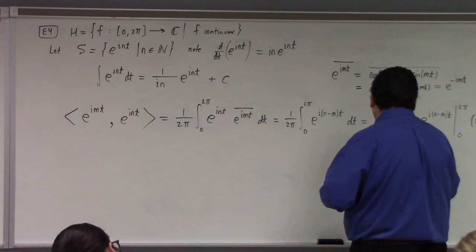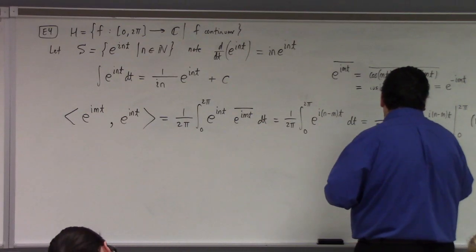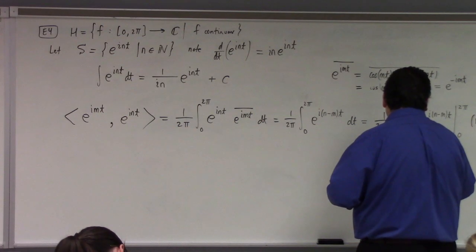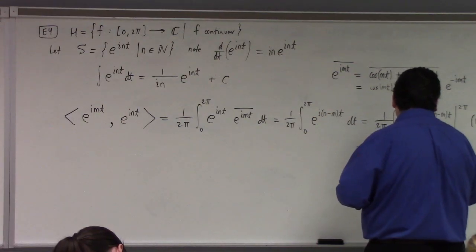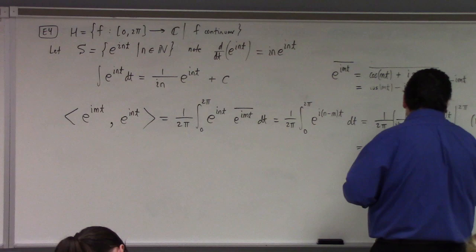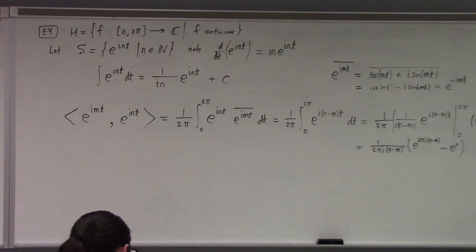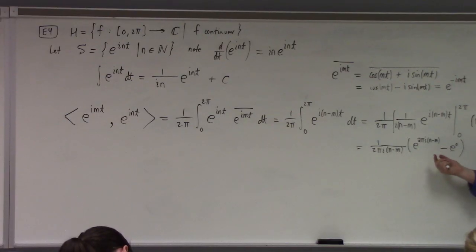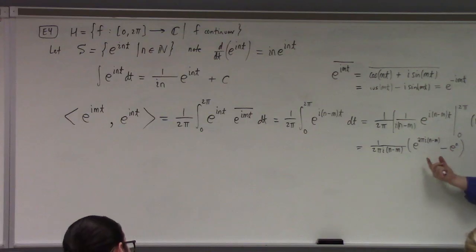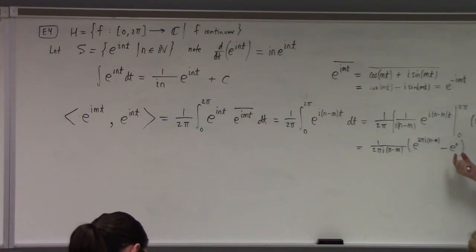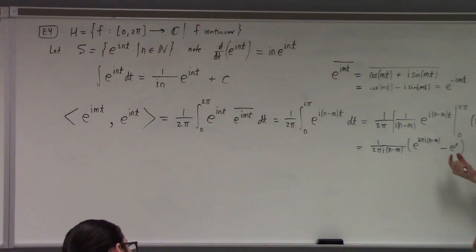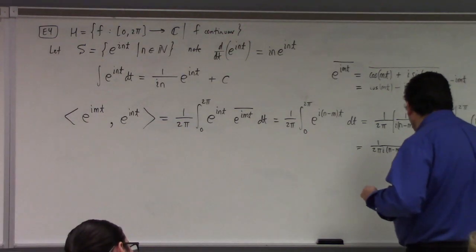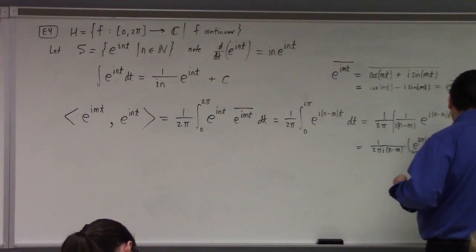2 pi i times (n minus m), right? And then we've got e to the 2 pi i times (n minus m) minus e to the 0. But what happens when you plug in an integer multiple of 2 pi into cosine and sine? The sine is 0, the cosine is 1, right? So this is 1, and this is 1, and we get 0.